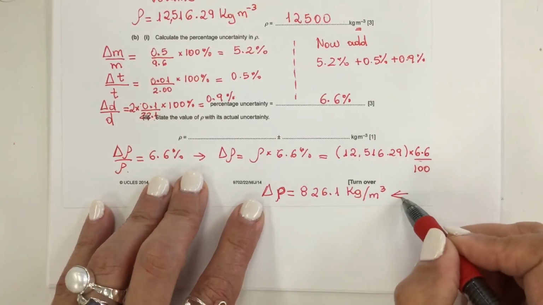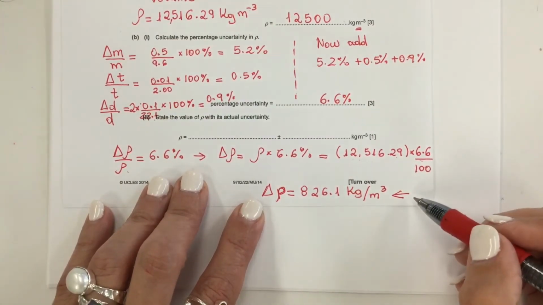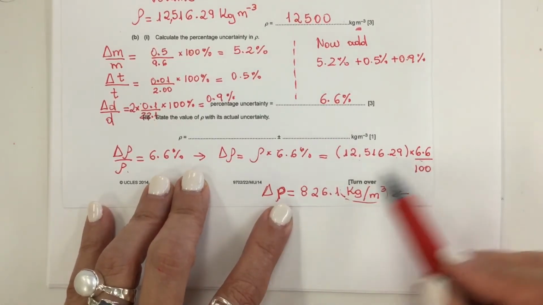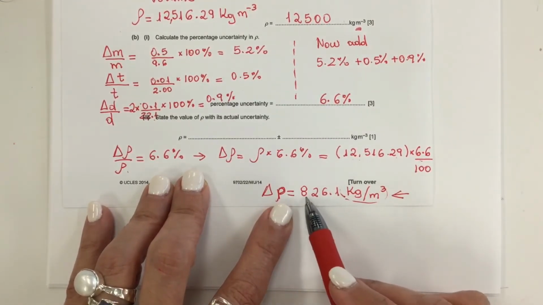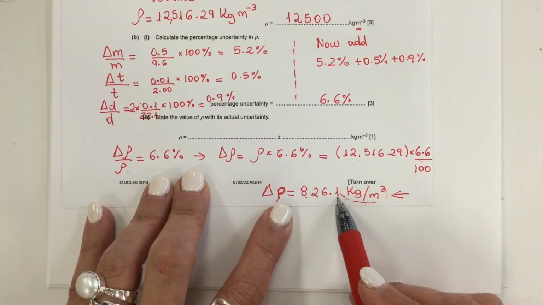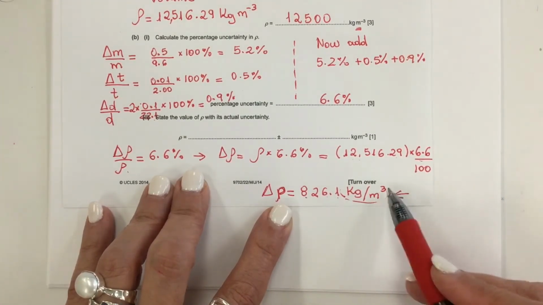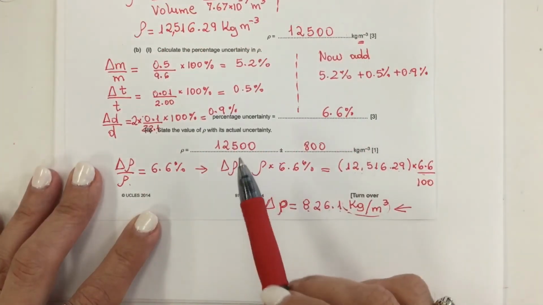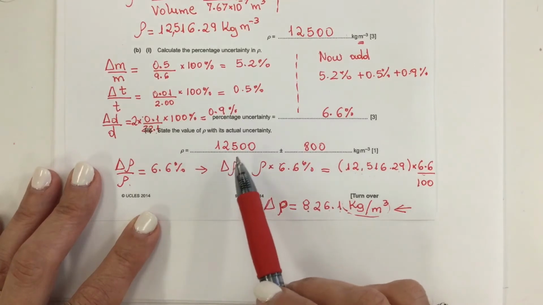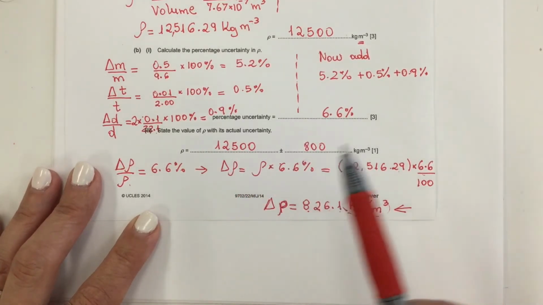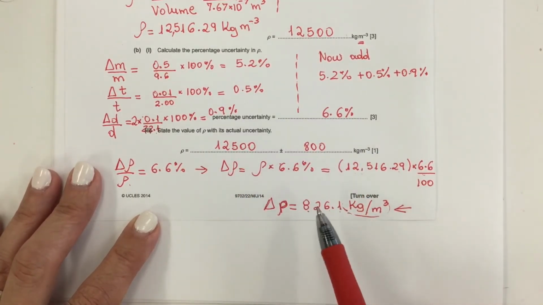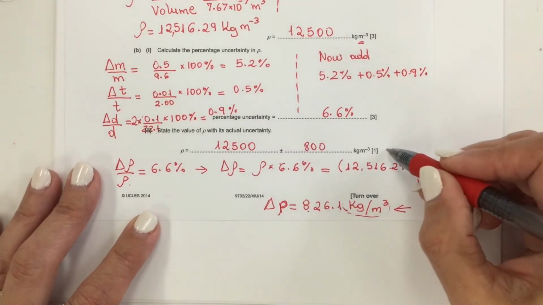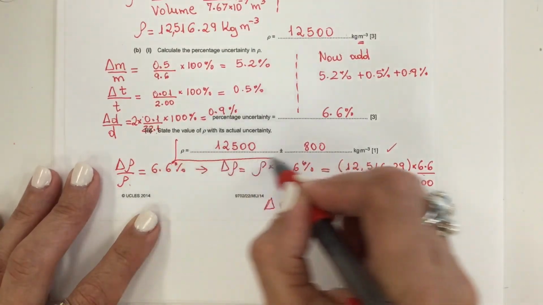Now this is the actual uncertainty. You see, there is a unit there. So how did you get this? You multiply all these and you get 826.1 kilograms per cubic meter. So that is the uncertainty for density. Because you rounded the value of the density, you also round the value of its uncertainty. So 800 should be fine. So that's the final answer.